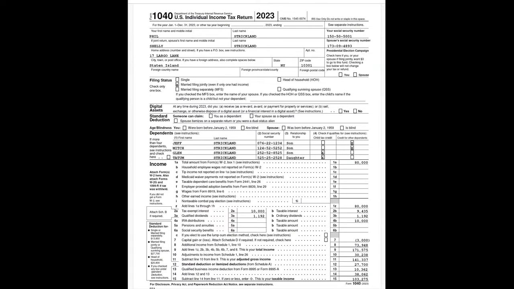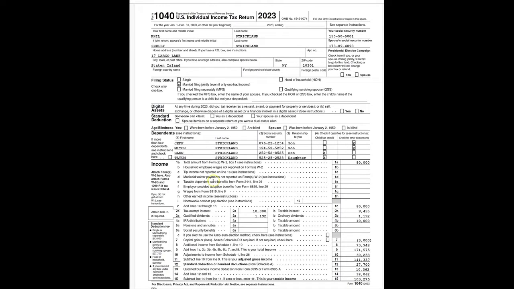All right, let's look at the 1040, because the CPA exam will make sure that you know your way around an individual tax return. You won't have to memorize line numbers, but you will have to know the flow of an individual tax return. Of course, the names and the social security numbers are all fictitious for Phil and Shelley Strickland and their 4 kids.